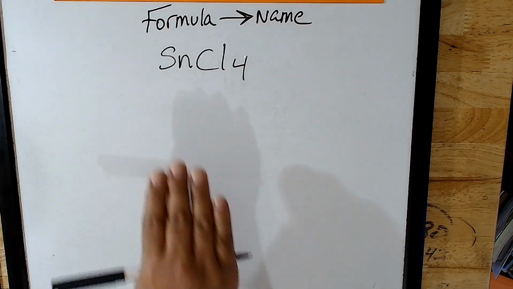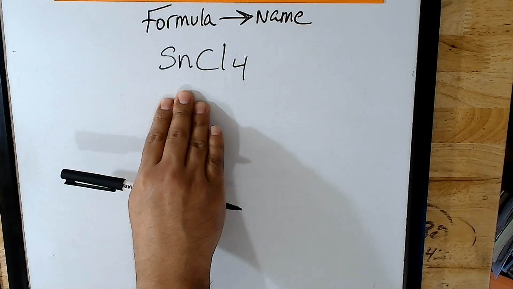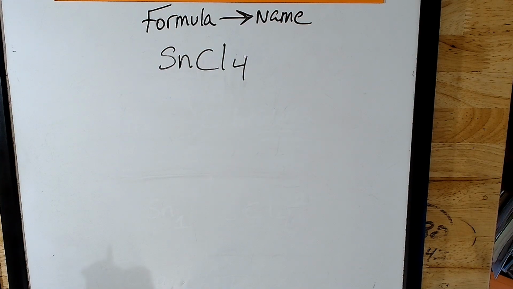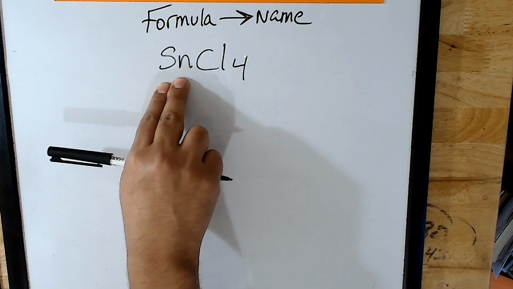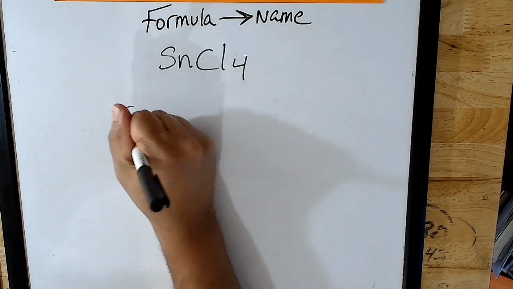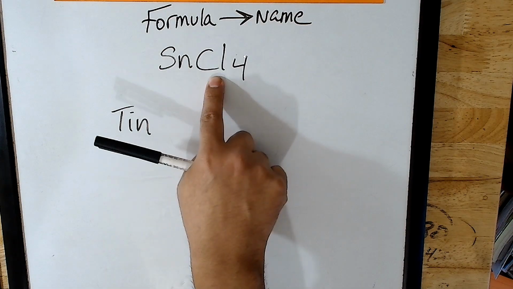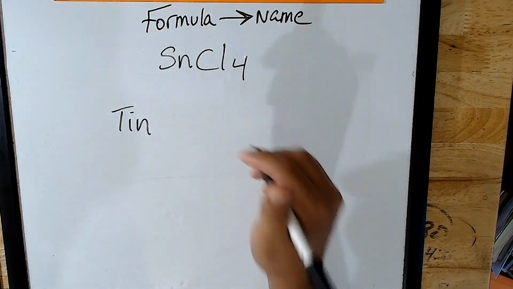Okay, so now we're looking at this chemical formula and we need to find its chemical name. Remember that the first step is to name the first element or polyatomic ion. I know this right here is tin. The second step is to name the second element or polyatomic ion. And if it's an element, remember we're going to change the ending to IDE. So instead of saying chlorine, we're going to say chloride.